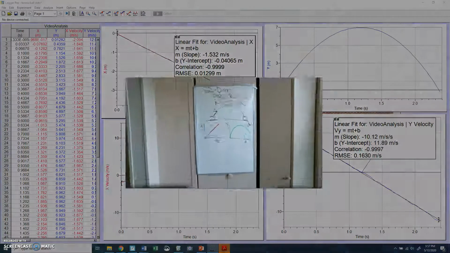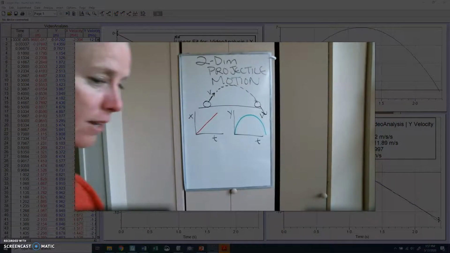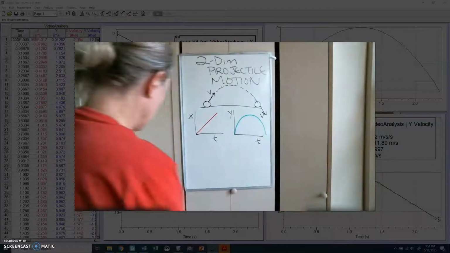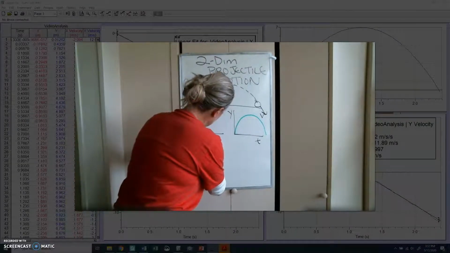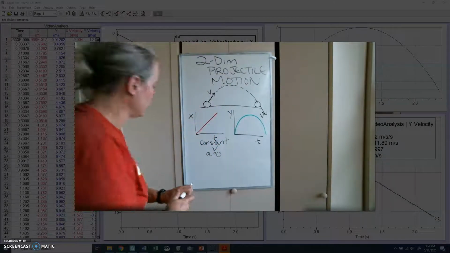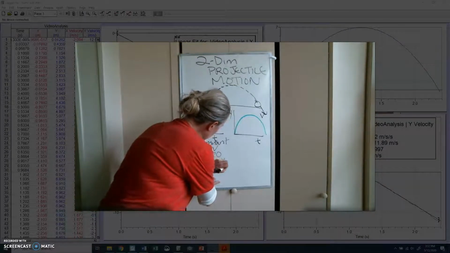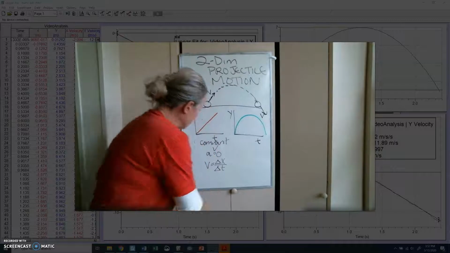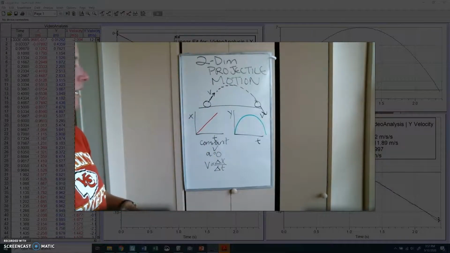So what I'm going to do is, let's see if I can bring this up, right? This implies, right, in the horizontal, we've got constant velocity, which means acceleration equals 0, and the only equation of motion we have is velocity equals change in x over change in time, okay? But on the other side, we've got constant acceleration.